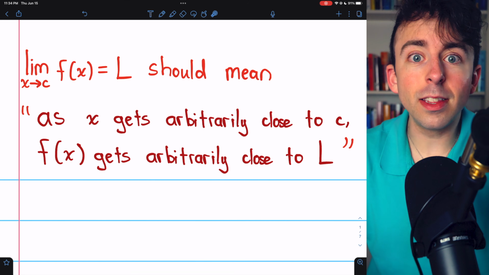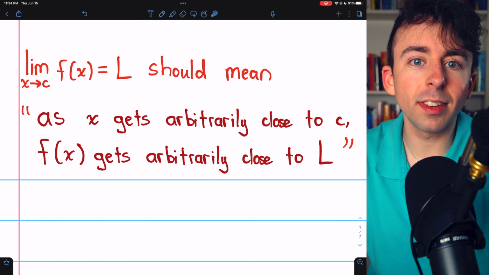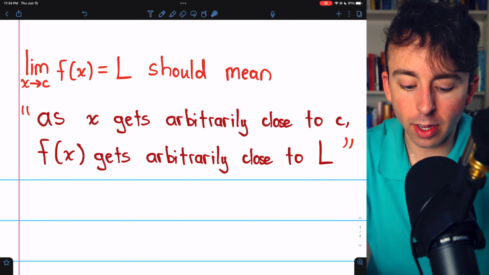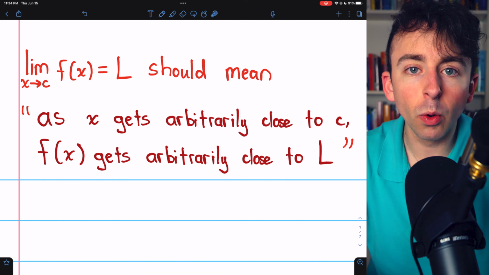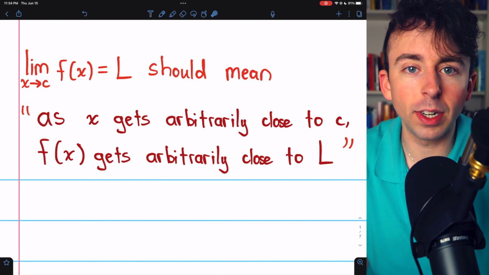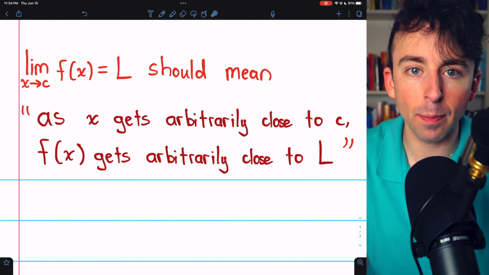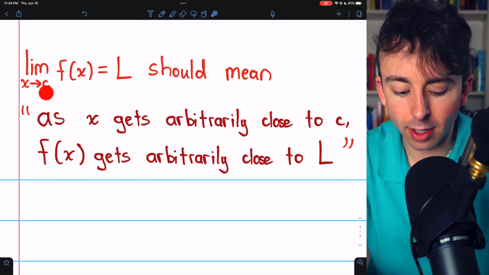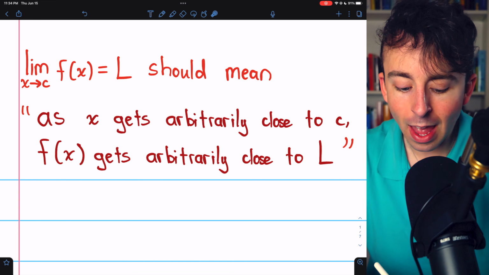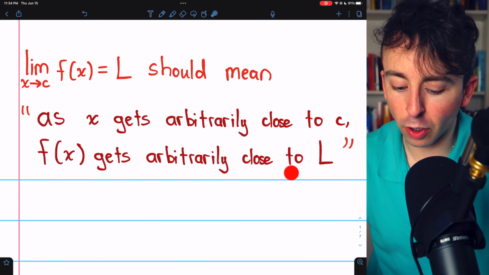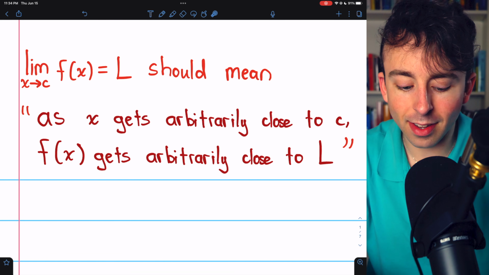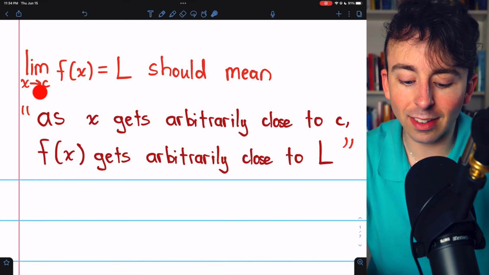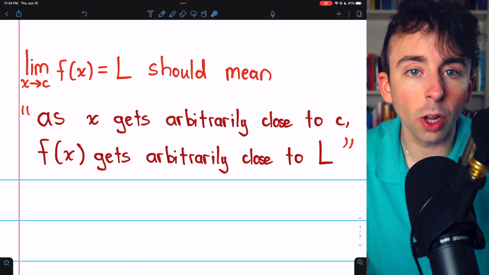Real quick, before we see the formal definition, let's make sure we're on the same page about what we are trying to capture. The limit as x approaches c of f of x equals L. What should this mean? What should the definition of a functional limit be trying to capture? Well, what it should mean is that as x gets arbitrarily close to c, right, as x approaches c, f of x gets arbitrarily close to L. The limit of f of x as x approaches c is L. This is what the definition should mean. As x gets close to c, f of x gets close to L.